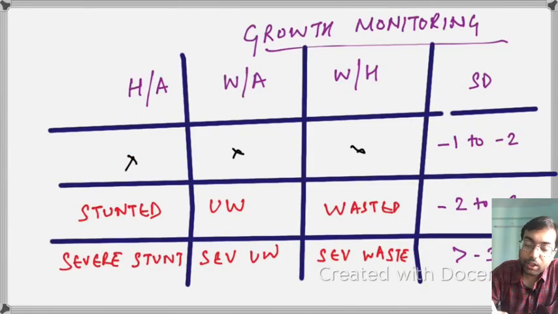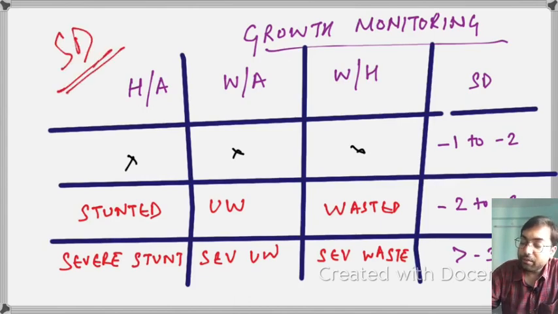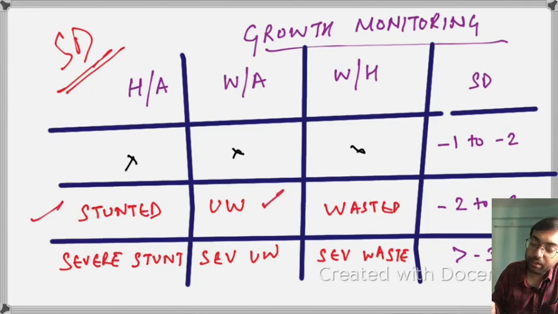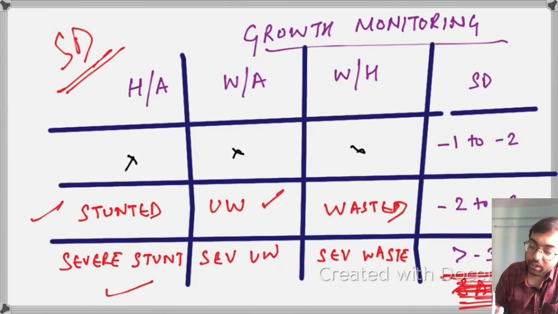Now we have to see according to the standard deviation. Standard deviation between -1 to -2 is normal. Between -2 to -3, if we are seeing height for age, it would be stunted, weight for age it would be underweight, and weight for height it would be wasted. And if it is more than -3 standard deviation, the child has severe malnutrition. Then height for age would be severe stunting, weight for age severely underweight, weight for height severely wasted.